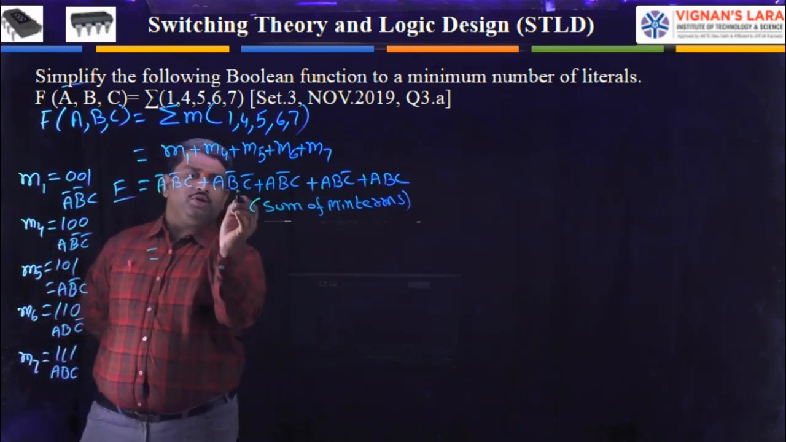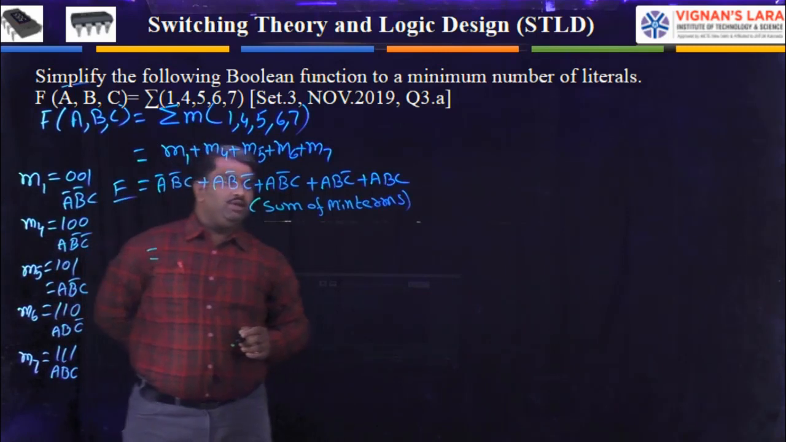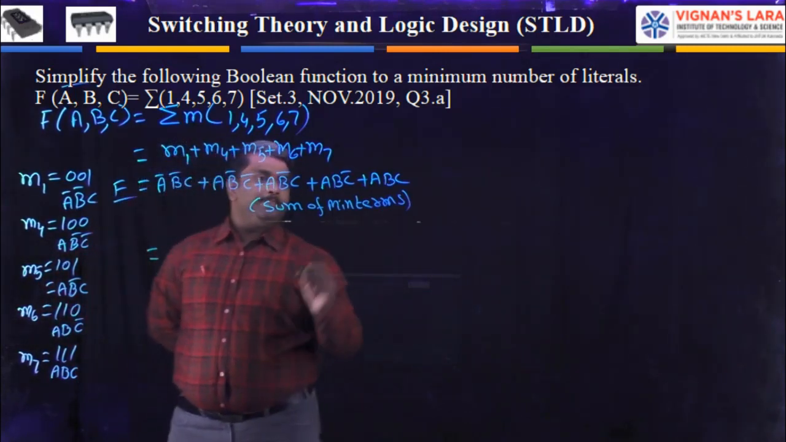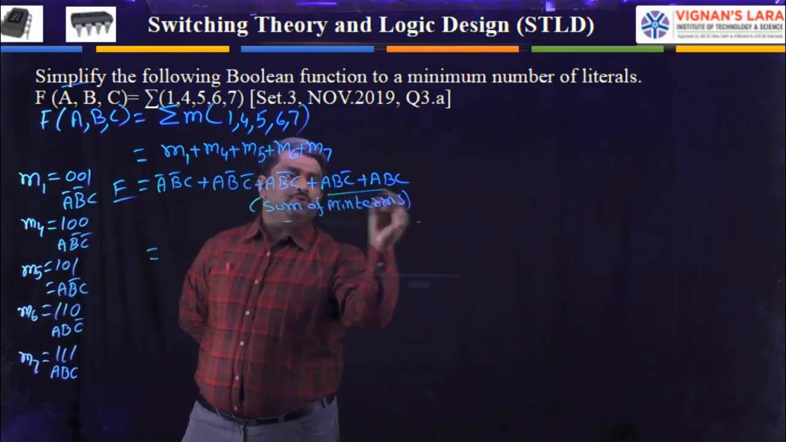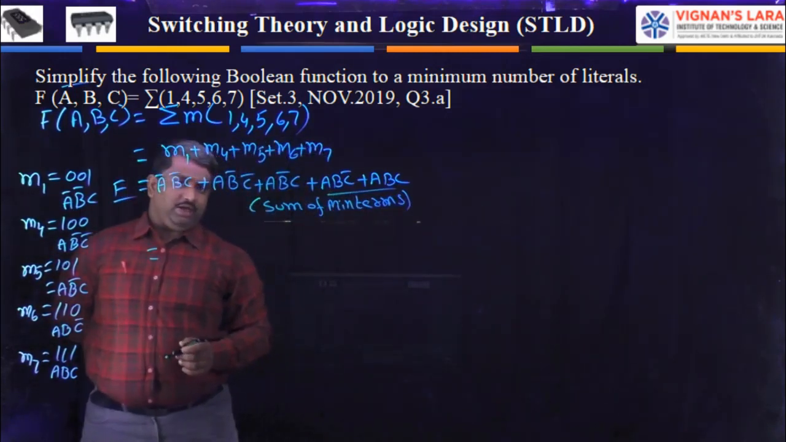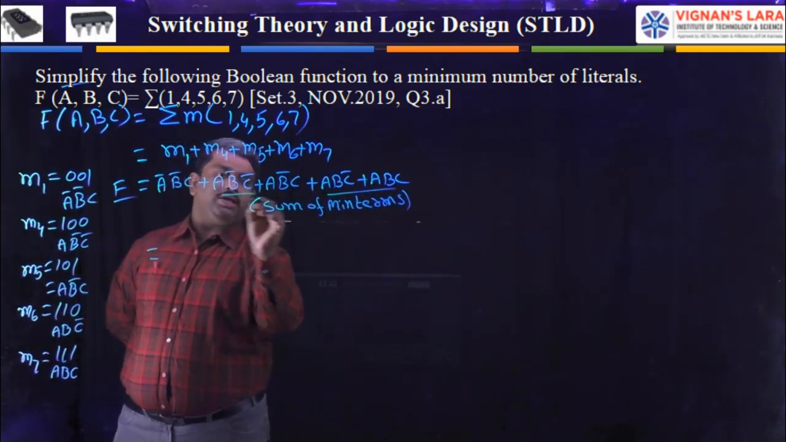From these two terms, what can we take common? Here a bar c. Is there any other place? No. So next, see here. From these two terms, we can take common ab. Next, from these two terms, we can take common a b bar.